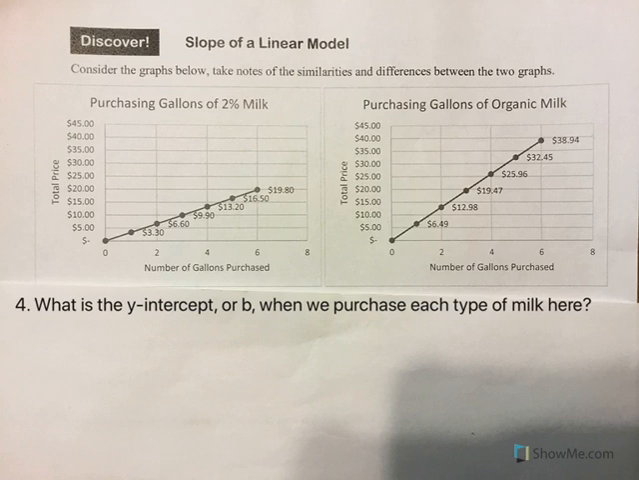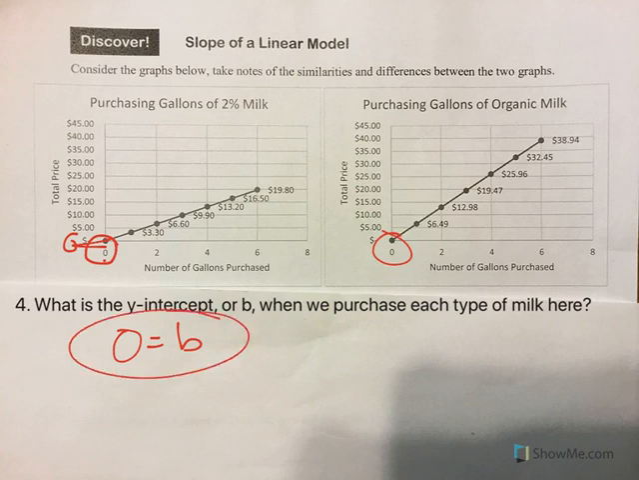So now we go back to our slope example graphs. What's the y-intercept when we purchase each type of milk? So here, if I buy 0 gallons, it costs me $0. So my y-intercept, my B, is 0. It's the same in each one. If I'm only going to the store to buy milk, if I don't buy any, my cost is 0. So my y-intercept would be 0.